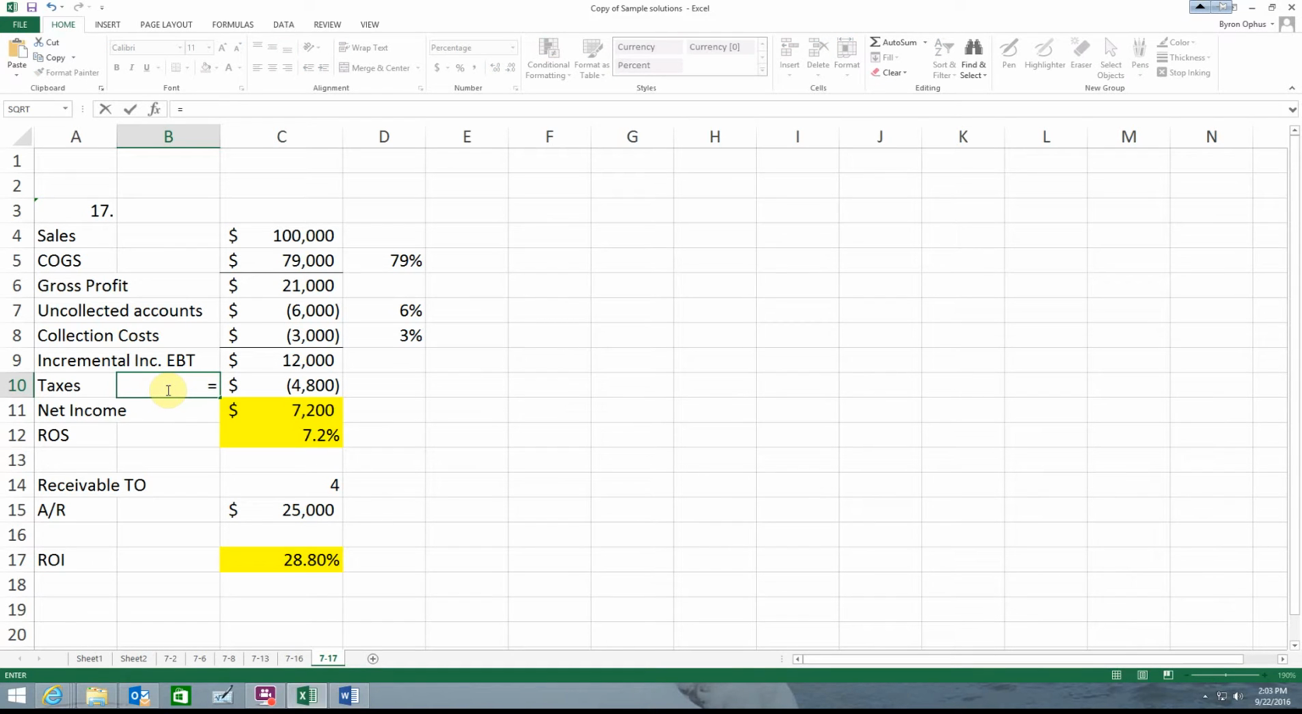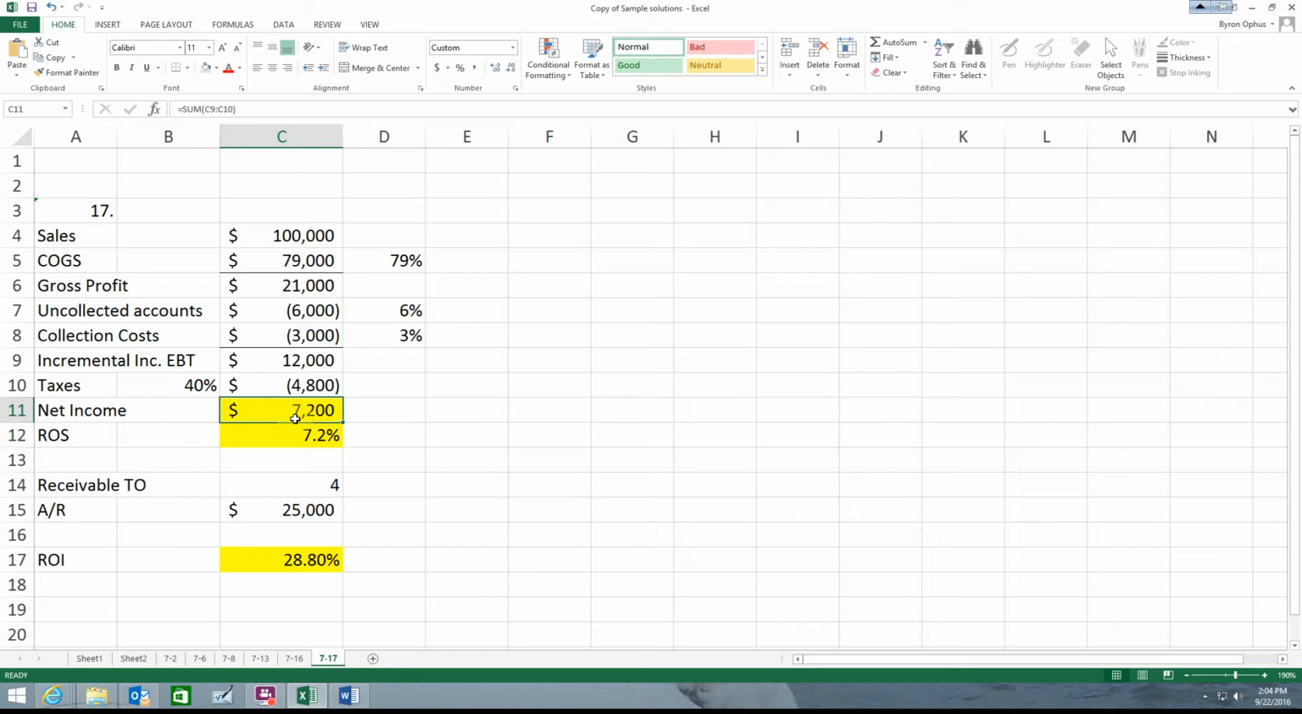So, oops, sorry, let me escape out of there. So for that, again, I'm going to enter it as a negative. I'll just take my 40% times my earnings before taxes. And I get 4,800, which then, again, I sum those up, just those two, and it gives me a net income of $7,200. And that's the incremental income after taxes, and what that means is net income.